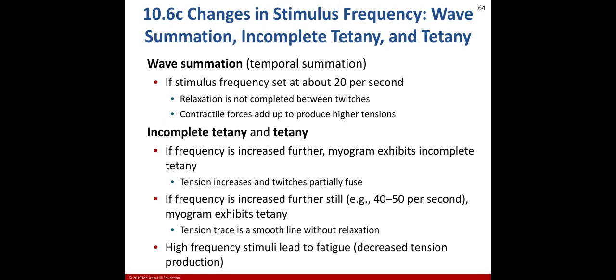We can have incomplete tetany, where if the frequency is increased further, the tension increases and the twitches fuse together. If we have about 40 to 50 per second, then we have total tetany, where it's a smooth line and there's no relaxation. And when we do that, we can lead to fatigue, which is decreased tension production in the muscle.